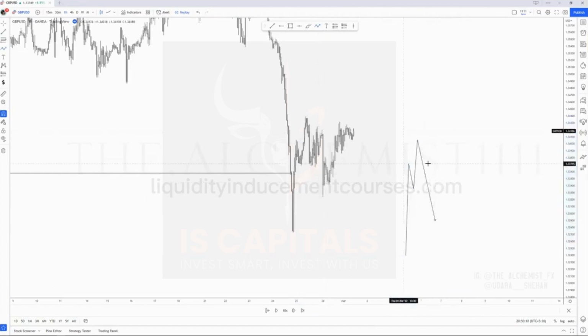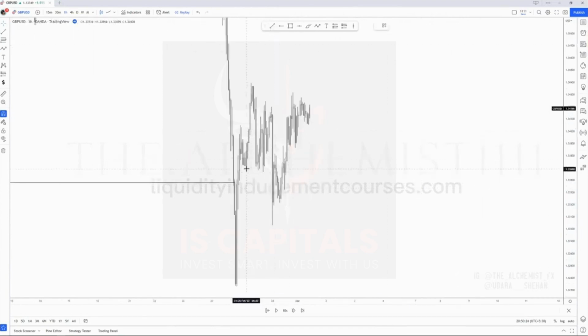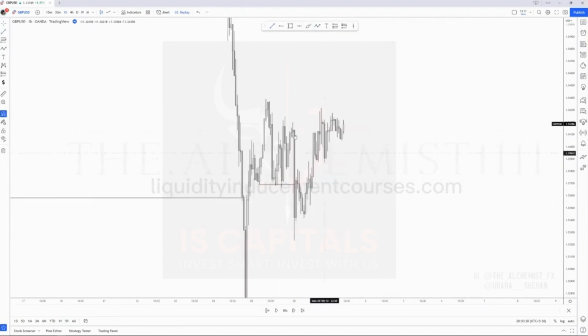So what is this? This is the formation of a strong high, right? Okay, because strong why? Structure was broken here. Not with these wicks, but once we got a body closing here. Only with this closing do we consider this to be a breakout structure.